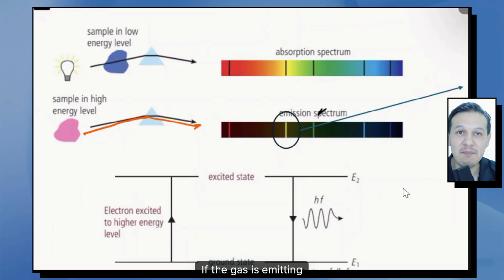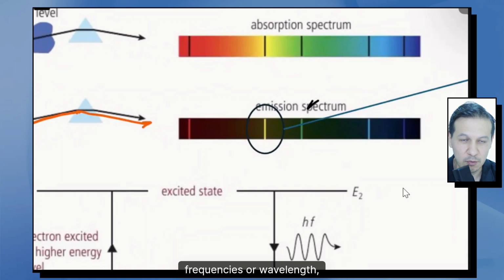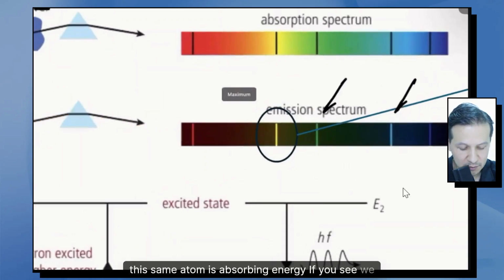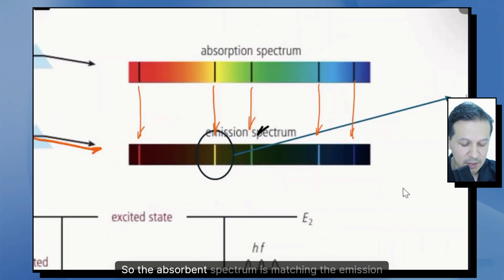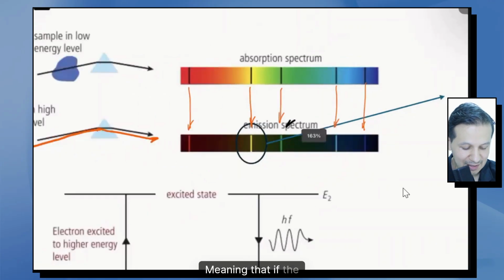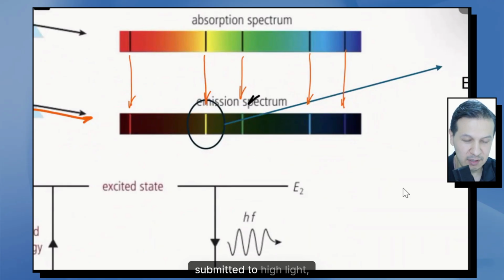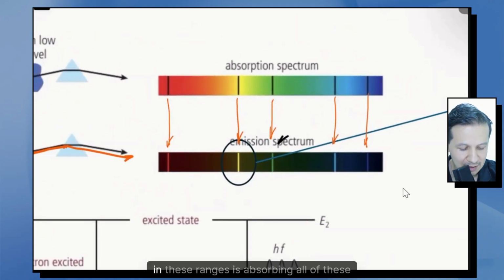If the gas is emitting at these particular frequencies or wavelengths, this same atom is absorbing energy. If you see, we are filling the gaps here, and this is a match. You see how they are matching here? So the absorption spectrum is matching the emission spectrum, meaning that if the sample is emitting these frequencies, when submitted to high light, this same sample is absorbing energy, but only in these ranges.